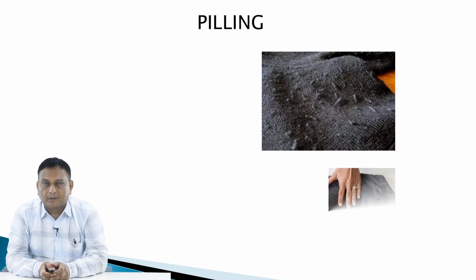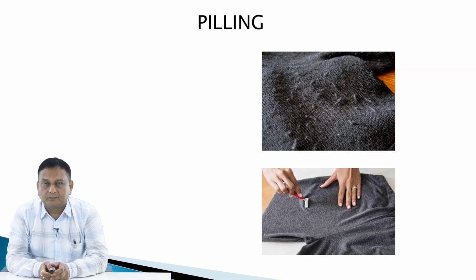So, these are the different areas which we try to cover here, and the next part of this performance testing is the pilling. As you can see in the figure, there are certain ball formations or fuzz formation, and if it is there in the garment, it will definitely hamper the appearance of the garment. So that's why we have to judge this pilling very carefully.